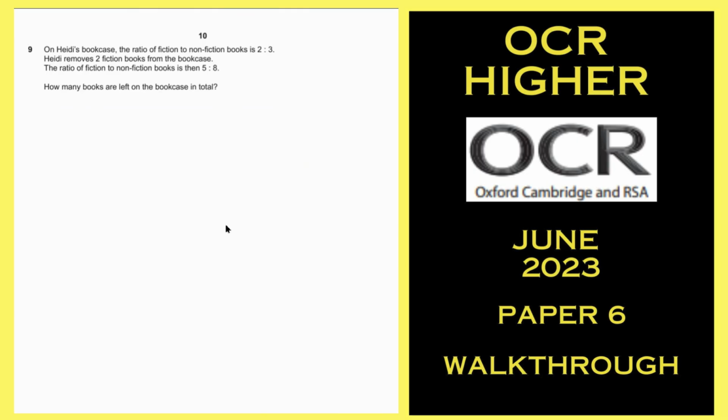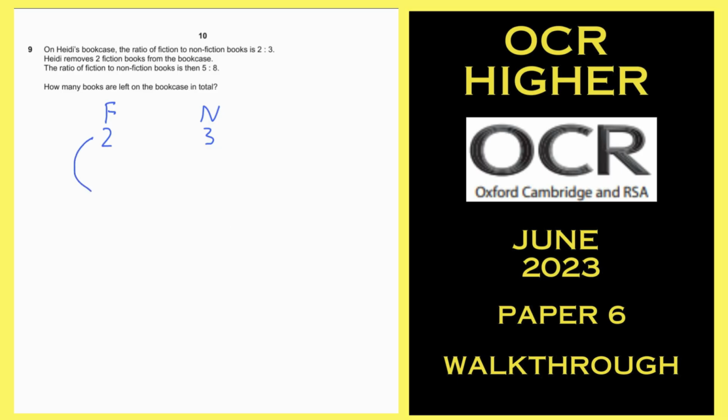Number 9, Heidi's bookcase. The ratio of fiction to non-fiction is 2 to 3. Stop right there. I'm not a fan of ratio or wordy waffly questions like this, where the information is horizontal. It just doesn't look right to me. I much prefer to go fiction, non-fiction, 2 to 3. Heidi removes 2 fiction books. So hold on. We don't know how many they've got.